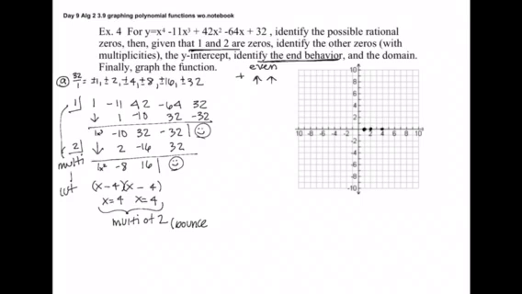The y-intercept, when we replace all of our x's with 0, is going to be positive 32. We know it's going to be up to our left, up to our right. We know it cuts at 1, cuts at 2, bounces at 4. So our domain of our function is from negative infinity to positive infinity.